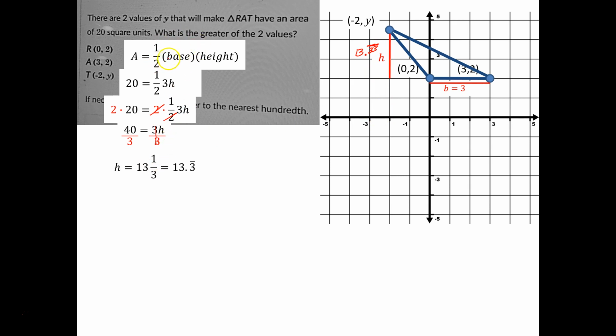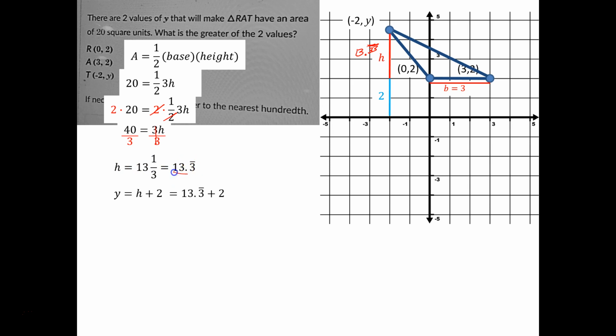But what am I trying to find out? I'm actually trying to find the greater of the two y values. So I need to know how high this y value is. This part right here, the height of the triangle, is 13.33. But how much is this part down here? Well, it's actually just 2, right? Because our triangle was up 2. So our y value is the height of the triangle plus 2.